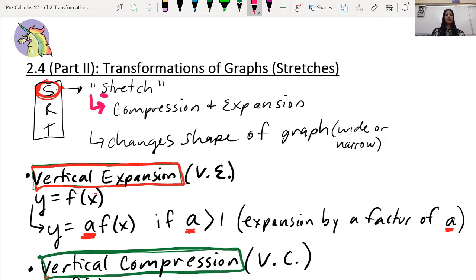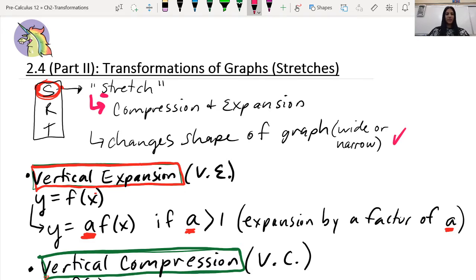And that would be compression and expansion, which I sort of talked about in the last video, where referring back to a parabola, because you know about it already, compressing it this way or making it narrow versus expanding it out this way would be an example of what I'm talking about with stretches. It changes the shape of a graph to make it wide or narrow. That's the part we just talked about.